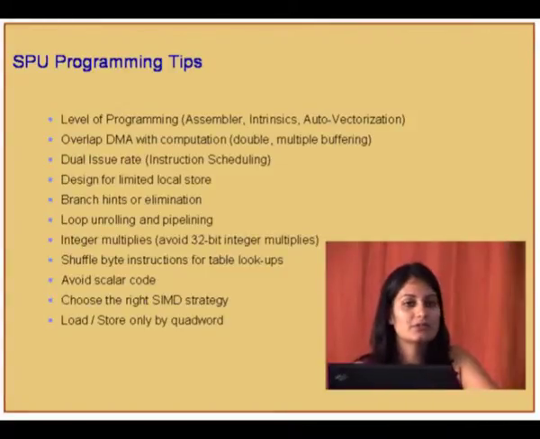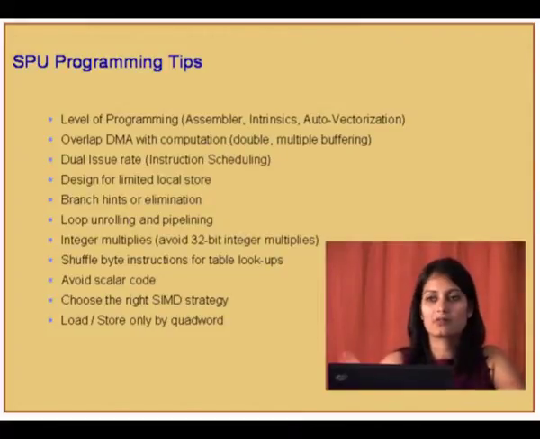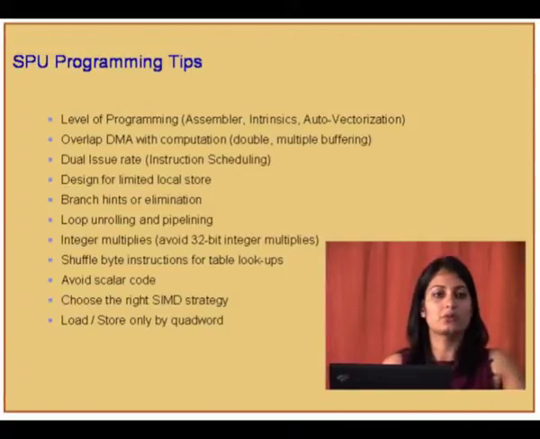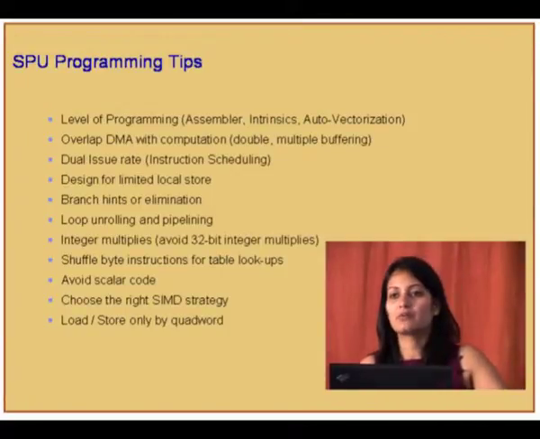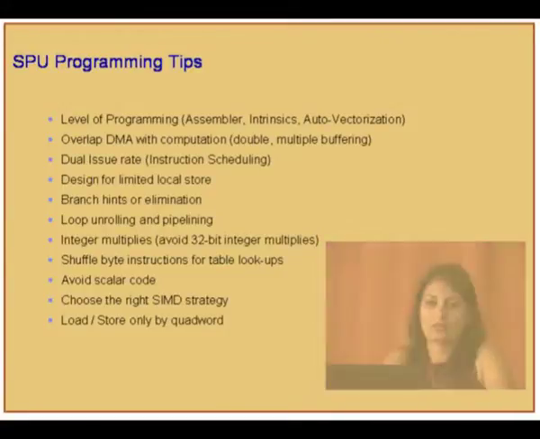Loop unrolling: we have to keep in mind that you cannot keep on just unrolling the loops, because it increases the code size. It's a delicate balance between how many times you want to unroll the loop versus what performance benefit you want to get out of it. The shuffle byte instruction is a very key feature available. Avoid scalar code, because when you're using scalar code, what is the disadvantage? We're not using all the 128 bits, and we're not using the full cache lines. So avoid scalar code, choose the right SIMD strategy, and load and store only by quad word.